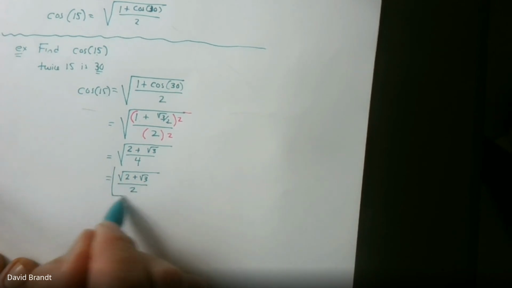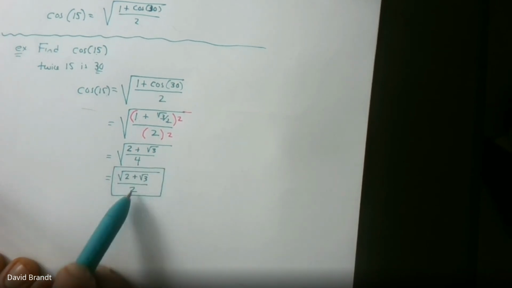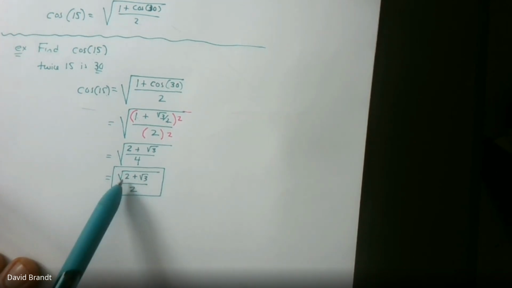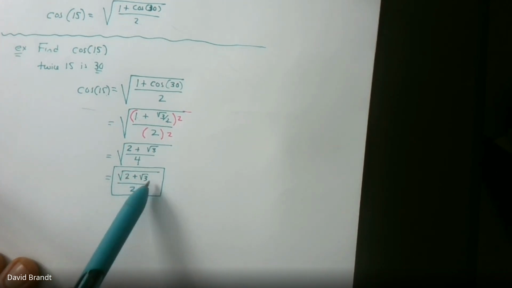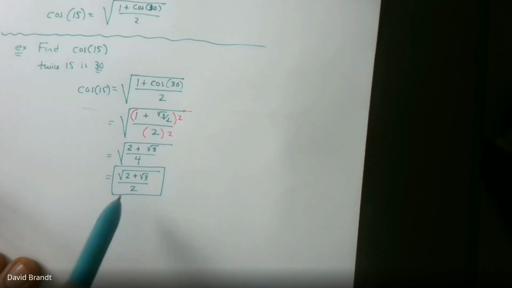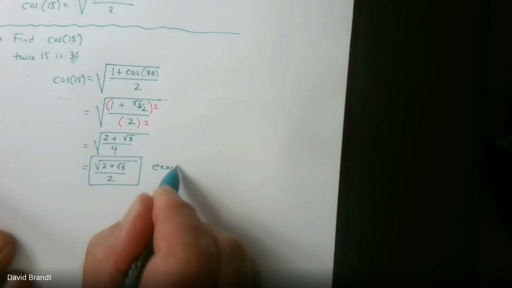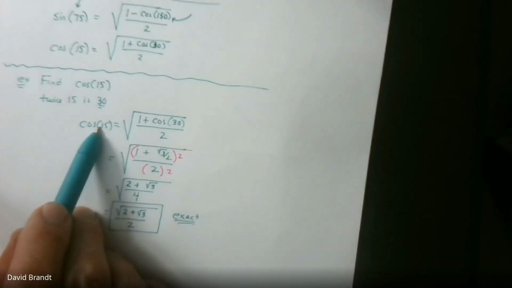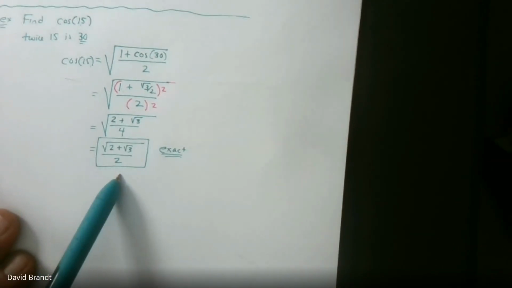Now, is that not one of the ugliest numbers you've ever seen? The square root of 2 plus the square root of 3, all over 2. Ugh, that's an ugly number. But that's what cosine of 15 degrees is, and that's the exact value. Now, I know you could type that in on the calculator, but what you see there is not the exact value. This is the exact value.